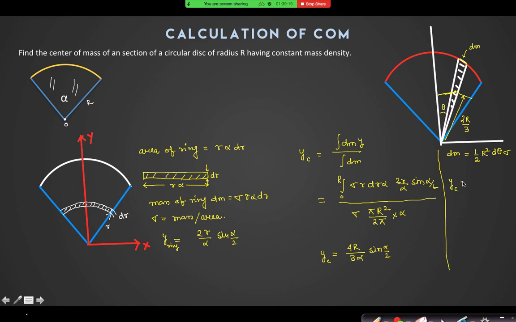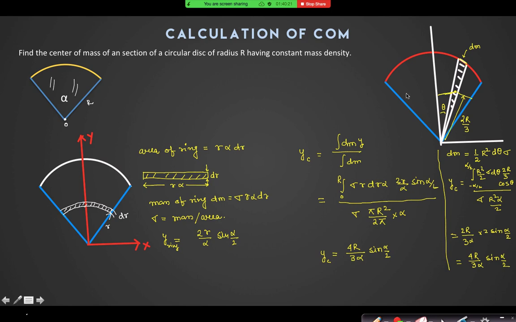I have not tried it, but again it should come the same value: r square by 2 sigma d theta multiplied by 2r by 3 cos theta, divided by the total mass we have calculated, sigma r square alpha by 2. Look, r square by 2 will get cancelled out, sigma will get cancelled out. So 2r by 3 alpha will be there, and integration will be cos theta d theta from minus alpha by 2 to plus alpha by 2. Is it 2 sin alpha by 2? Yes, so you will get the same answer: 4r by 3 alpha into sin alpha by 2.